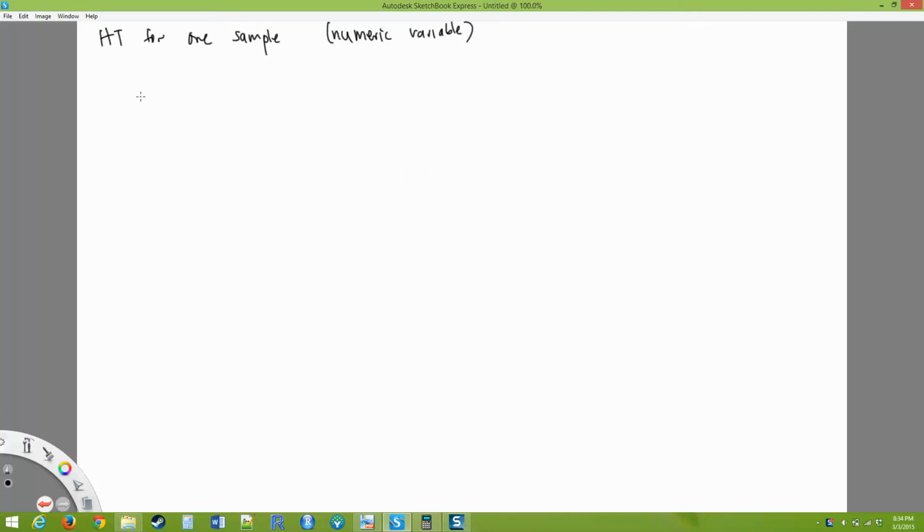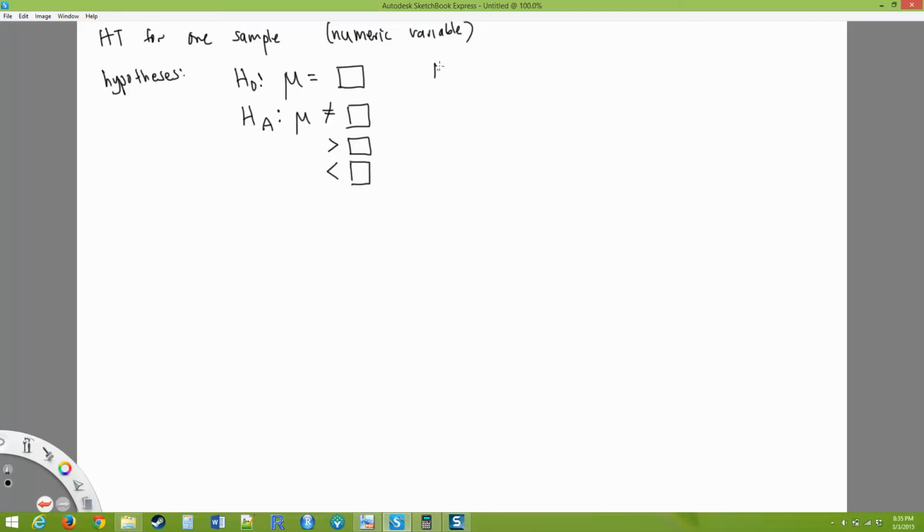Okay, so hypothesis tests always have hypotheses, right? So you have a null hypothesis, and when you're dealing with a numeric variable, it's going to be mu is equal to some number. I'm just going to put a box here. And then the alternative is going to be mu does not equal whatever that box is, or greater than the box, or less than.